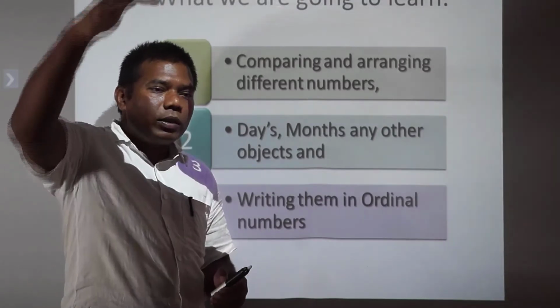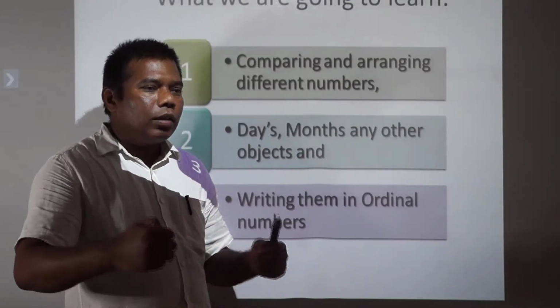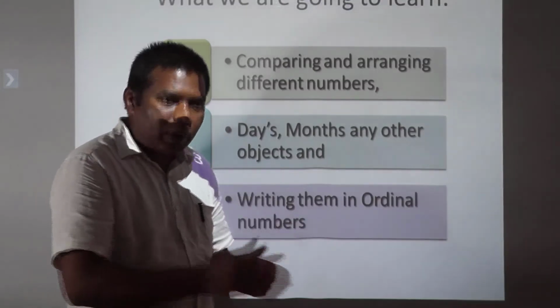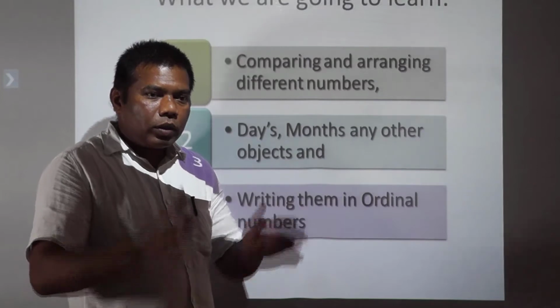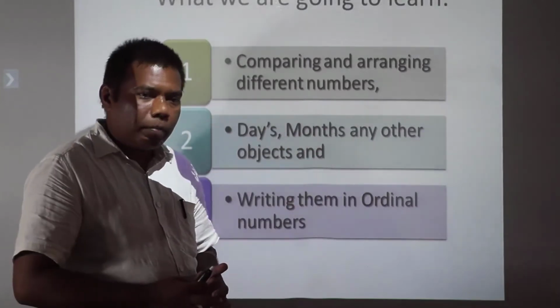Who is taller, who is smaller. Got it? And who is longer or who is shorter. Understood? So likewise we compare things. So numbers also are compared.